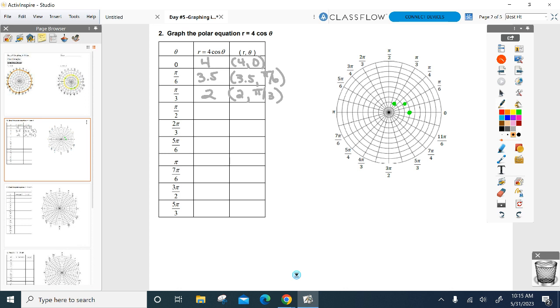So 4 cosine pi over 2 is up next. What number are we getting out of there? So I know we're on the right track. I already got 2 out for pi over 3. I'm getting 0 out when you plug it in.